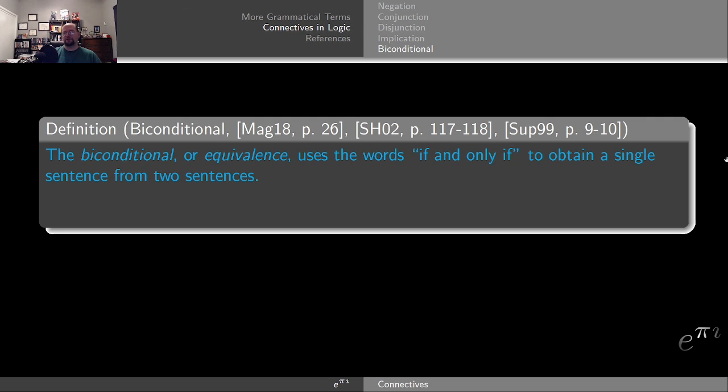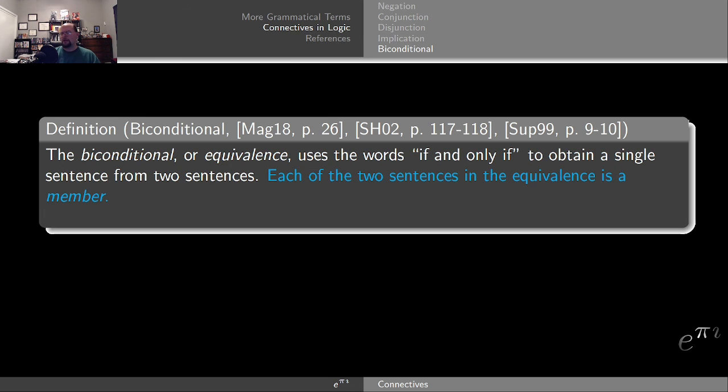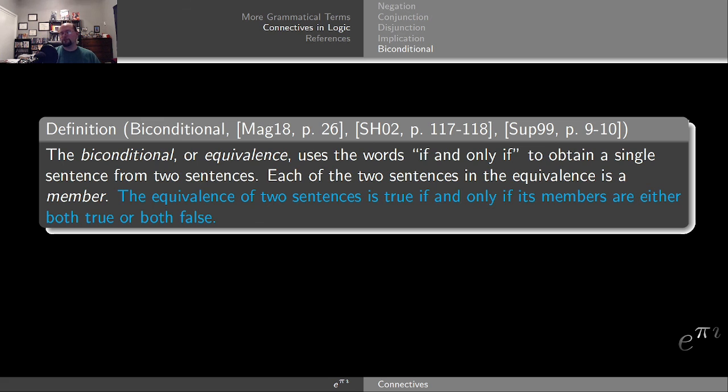The last connective we're going to discuss is the biconditional or equivalence. The biconditional uses the words if and only if to obtain a single sentence from two separate sentences. And again, you've probably seen the words if and only if used all through here in a definitional context. What's going on here is not too dissimilar from that. Each of the two sentences in the equivalence is a member of that equivalence, and the equivalence of two sentences is true if its members are either both true or both false. Long story short, an equivalence is true if the members match, if they're both true or both false. That is, if they're equal to each other, hence why it's called an equivalence.